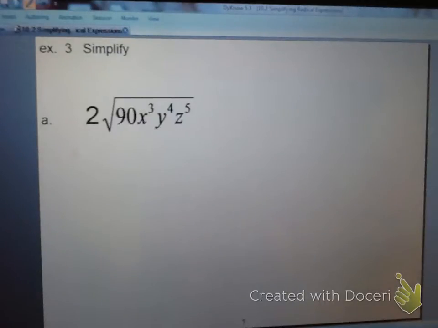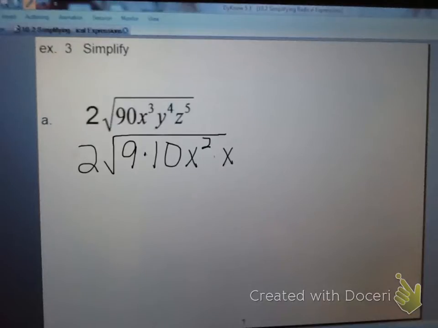Example 3. This 2 is the coefficient outside the radical. We just keep bringing it down. Now 90, we have to break that down to 9 times 10. X to the third, that's an odd number, so I need to break it down to the closest even number, which is x squared times x. If you wrote x to the 1 power, that's fine, but you don't have to. Y to the fourth, I don't need to break that down because I can take the square root of y to the fourth, so I'm just going to carry it down. And then z to the fifth, that is z to the fourth times z to the 1 power.